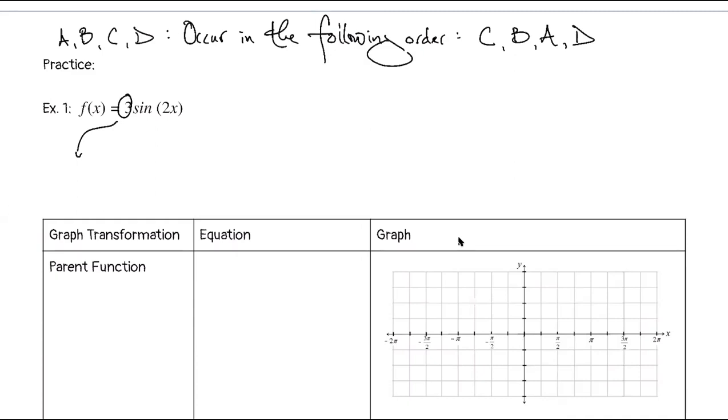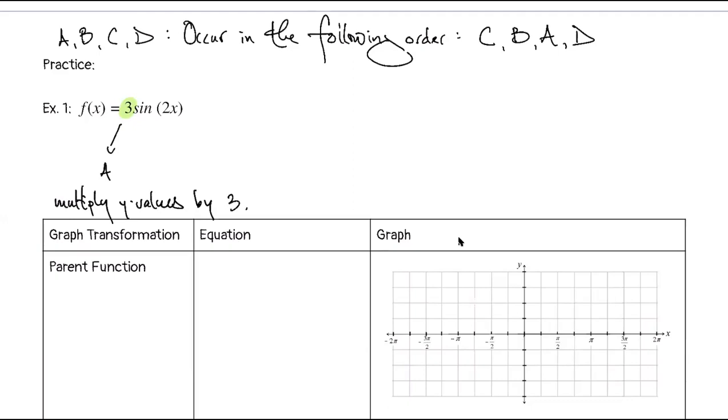Good, exactly. That 3 corresponds to our A. And what that means for us is we're going to multiply y values by 3, okay? So we could think about it, we're stretching out the tops and bottoms of each wave. But that's not gonna be the first thing we do. That's actually gonna be the last thing we do, okay?